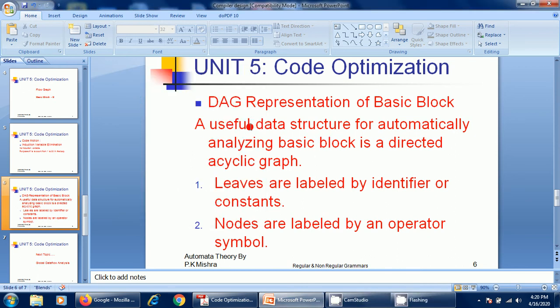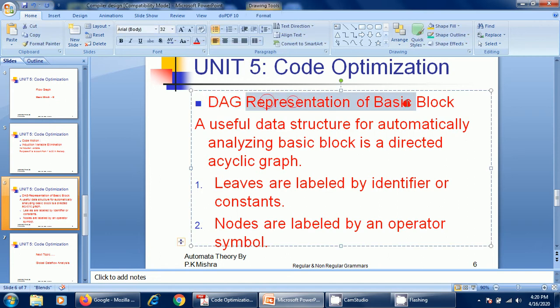Now the next topic is DAG representation. DAG representation of basic block. Now what is a DAG? DAG is a directed acyclic graph. A useful data structure for automatically analyzing a basic block is a directed acyclic graph.